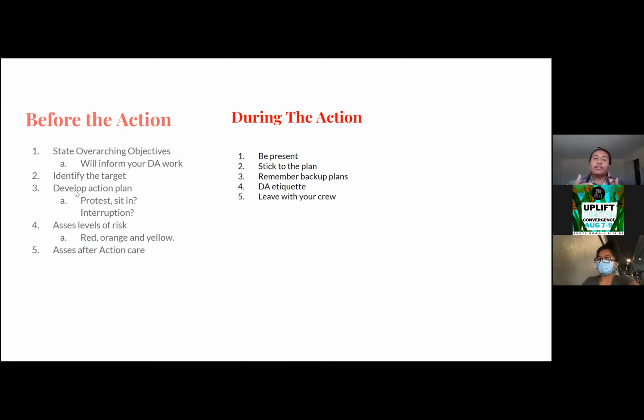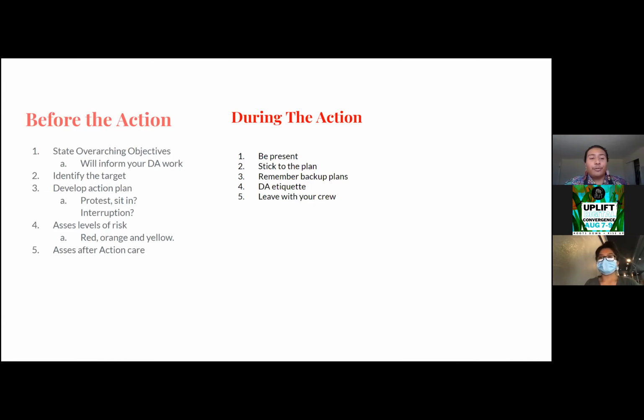And then that's when you have your objective and your target. That's when you start funneling it down to your plan. So what are you going to do? Are you going to do a sit-in? Are you going to do a protest? Are you going to do an interruption? Are you going to do a picket? Are you going to do a boycott? Which ones do you think will be most useful in accomplishing what you need to do, right?